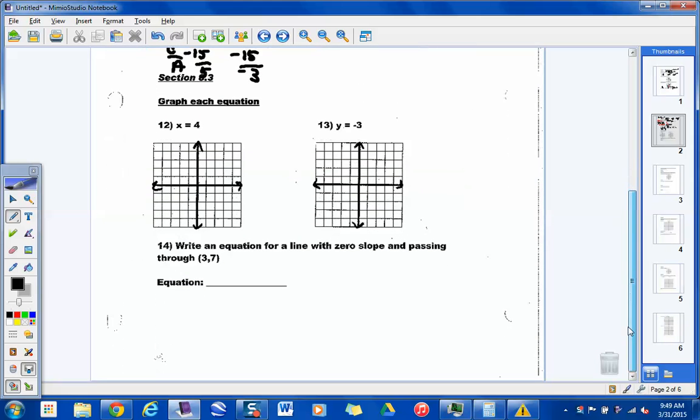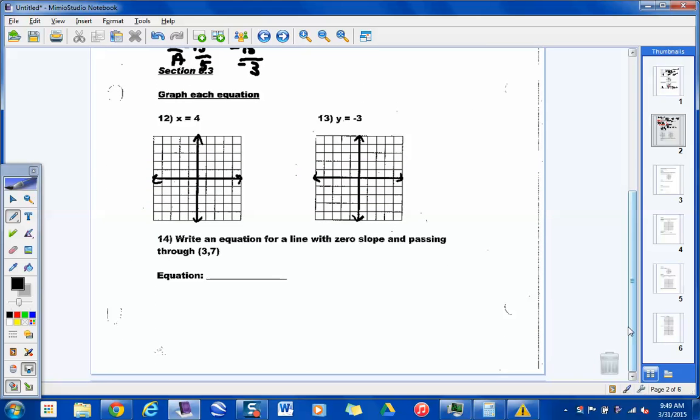Section 8.3, I'm guessing, is about vertical and horizontal lines, right? Are you in your 8.3 notes? Describe to me how to graph x equals 4. First of all, which axis am I going to cross? At what value? 4. This is saying get on the x-axis, go to 4, and draw a line that crosses the x-axis. So I'm going to jump over to 1, 2, 3, 4 on the x.